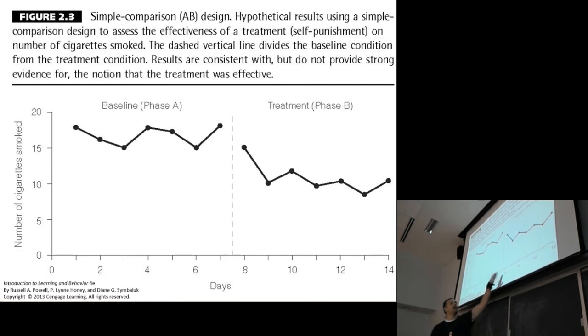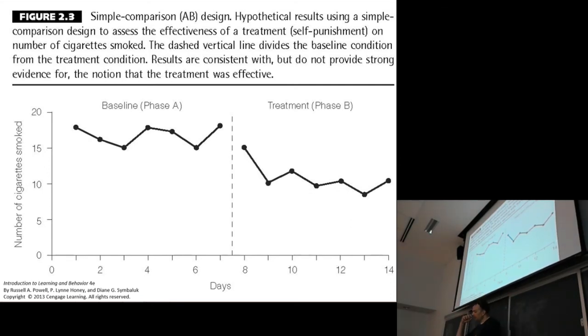So because of that, with this design, with this pattern here, we cannot tell if it was our treatment, in which case it would be correct for us to say, you know what, this treatment seems to be effective, just keep doing it, and your smoking will go down and down. Or is our treatment ineffective and it was something else?